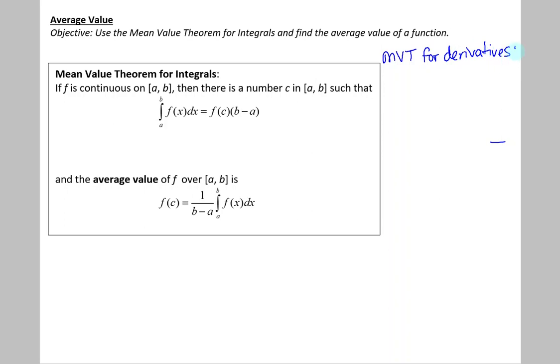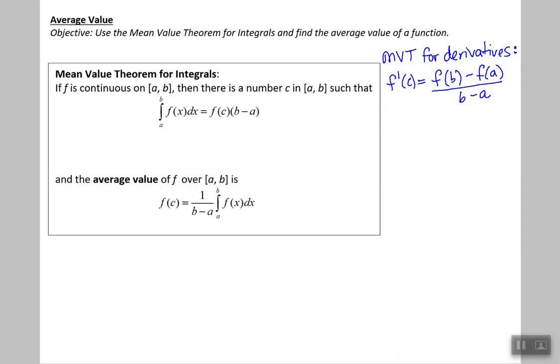Remember that this talks about when a function is continuous and differentiable over an interval, the derivative of the function at some value c along the interval equals the average rate of change, f of b minus f of a, over b minus a. That's the mean value theorem for derivatives.